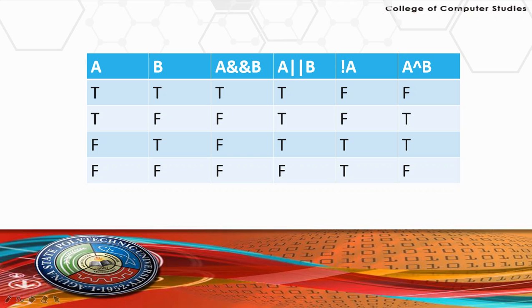For the NOT operator, it simply reverses the value. If this is true, then not A is false, and false becomes true. And for the XOR, it says that it will return false if they have the same truth value. So they have the same truth value, that's why it returns false. Here they have different values, so it returns true. And for the last one, they have the same values, therefore it returns false.